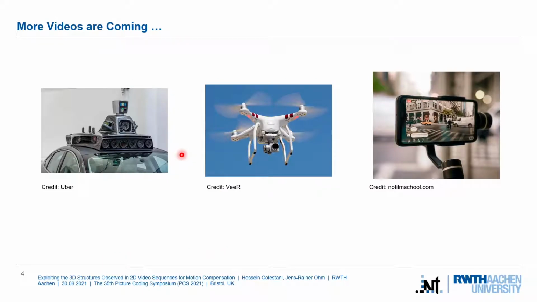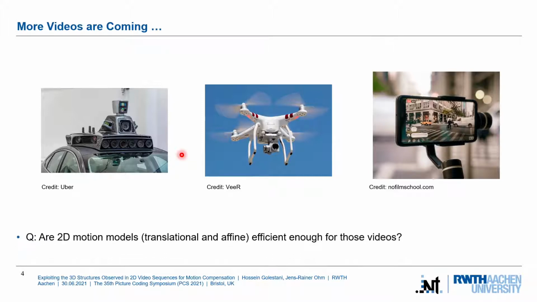It's not only these famous sequences. In the new technologies, there are many videos captured by moving agents. Like in autonomous driving or drone, you may want to encode the captured video and send it to somewhere. There are also many videos posted in social media captured by moving a smartphone.